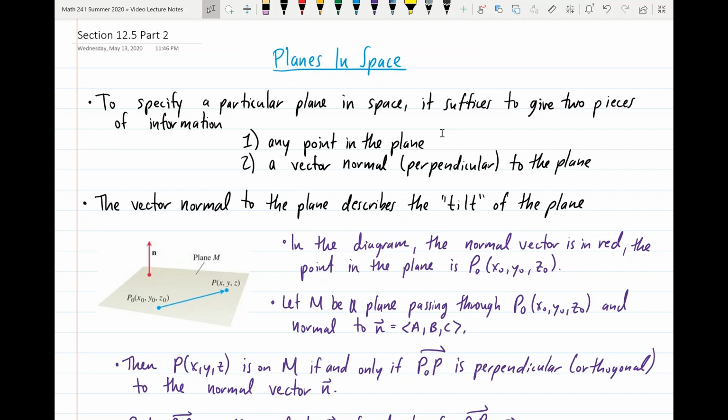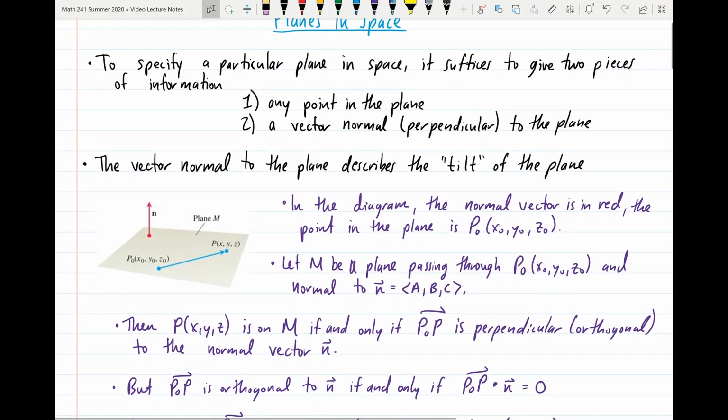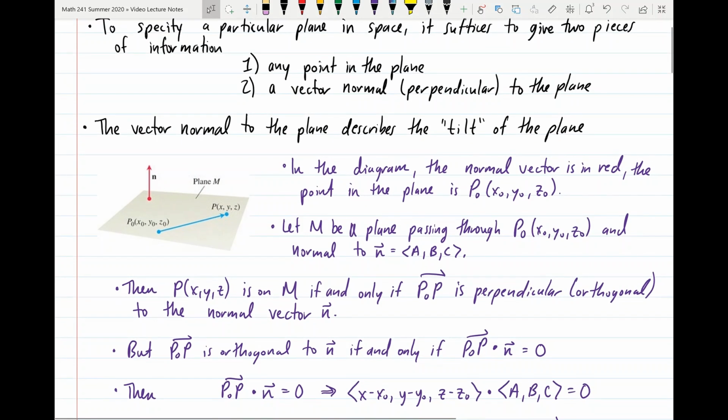So remember from the last video that to specify a particular line in space, it sufficed to give two pieces of information. For the line, it sufficed to give any point that was on the line and then a vector that was parallel to the line. For planes in space, to specify what plane we're talking about, it suffices to give two pieces of information again, but this time we need any point in our plane, and then instead of a vector parallel to a plane, we need a vector that is normal or perpendicular to the plane. So the vector that is normal to the plane in some sense describes the tilt of the plane.